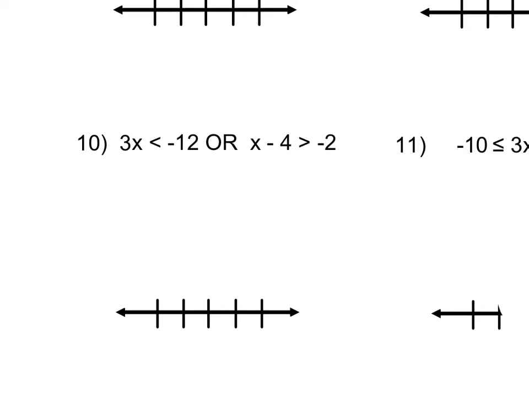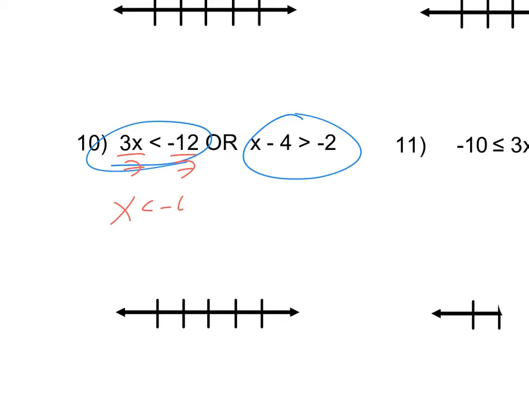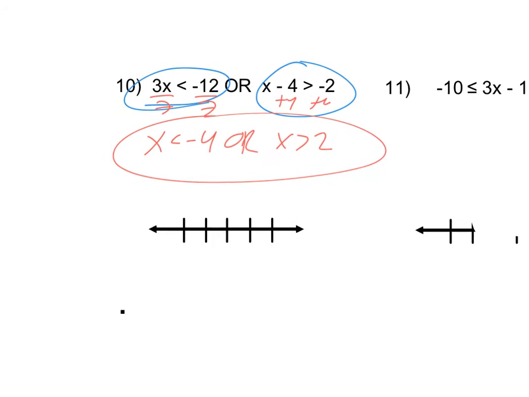So number 10. Remember the OR cases, you just solve each little problem individually. So you solve this one, 3x is less than -12. And then after that, you're going to solve this one, x minus 4 is greater than -2. So I'm just going to solve each one separately. This one looks like I divide both sides by 3 first. So x is less than -4. Or, and then my other inequality, I have to add 4 to both sides. X is greater than 2. So there's my 2 inequalities for my OR compound case.